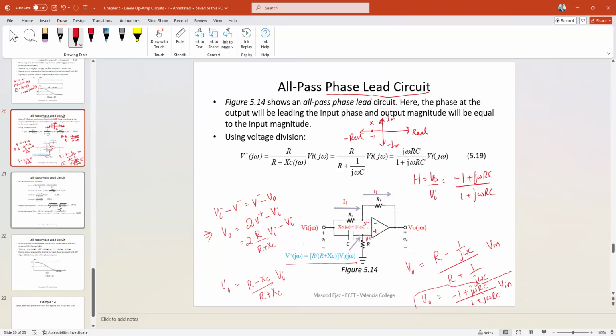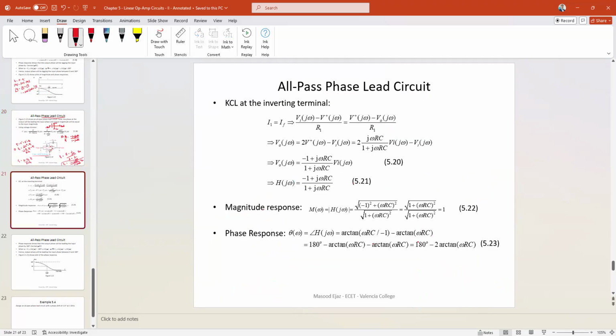So let me go to the next slide. Again, the derivation is here, and this is H of j omega. For the phase response, the angle of H of j omega is arctan of omega RC divided by negative 1, which is in the second quadrant, minus arctan of omega RC over 1. Now this, as I said, is in the second quadrant. That means the phase is between 90 degrees and 180 degrees. So this can be written as 180 degrees minus arctan of omega RC.